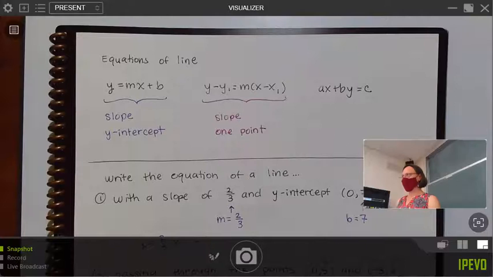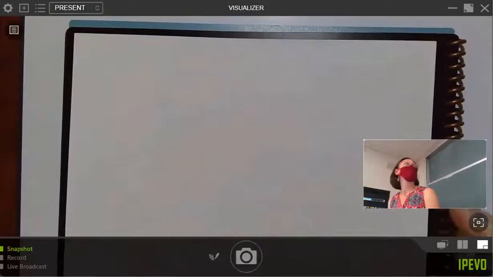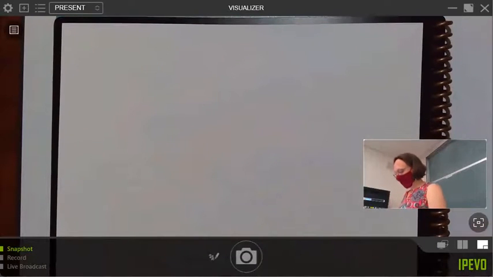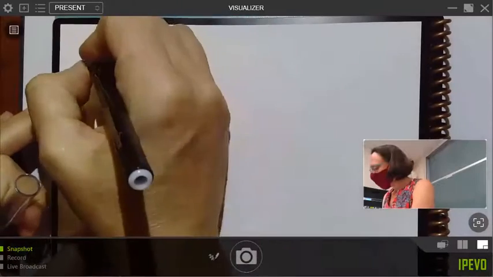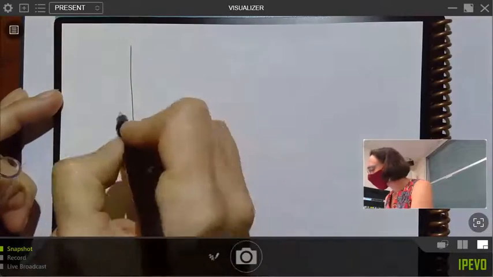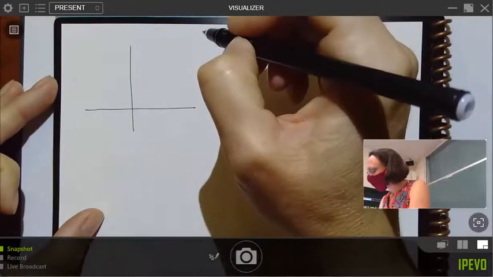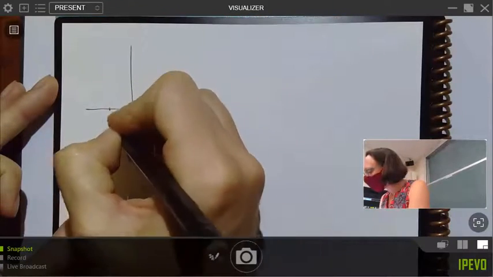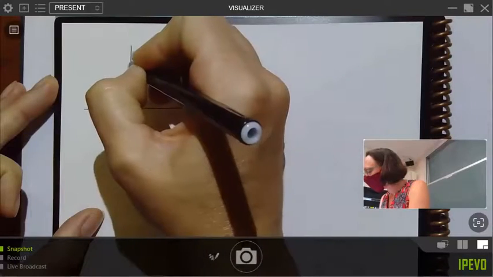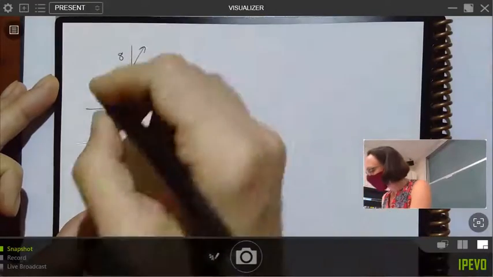Should we get a couple more examples? I think we've got time for a couple more. So let's say this time I'm going to give us a picture just because I can. That's negative 3 and that's 8. And there's my line.